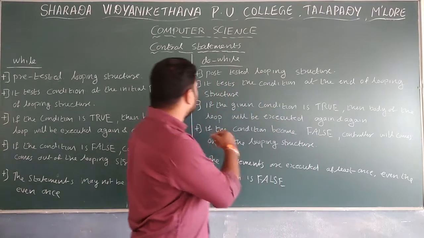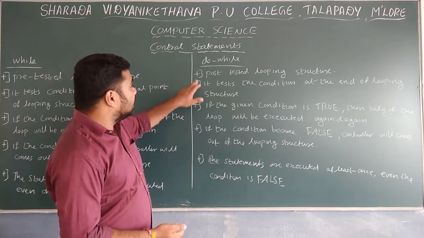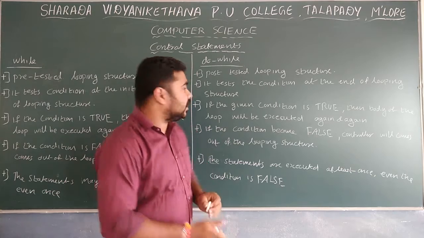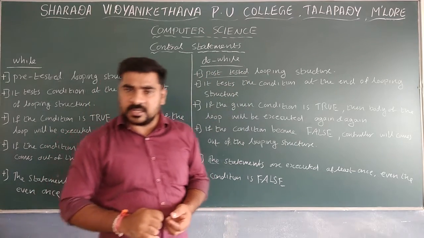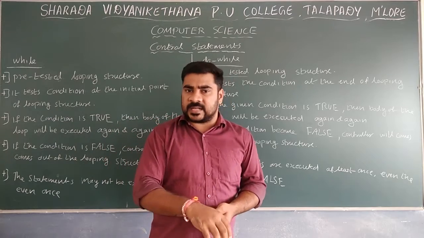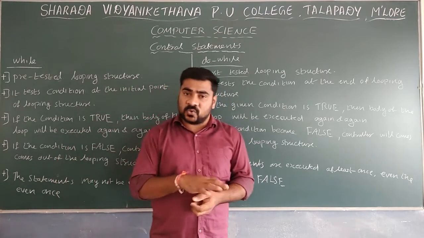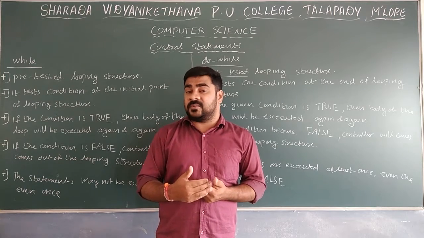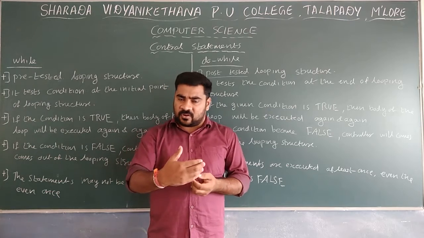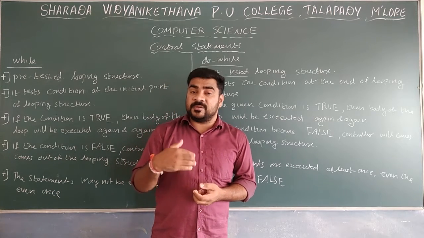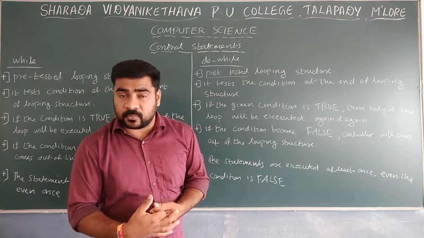The next is the do while looping structure. The do while looping structure is a post-tested looping structure. Post-tested means that if you want to enter inside, there is no condition. But if you want to move out from some places, you will be checked once. That is known as post-tested.